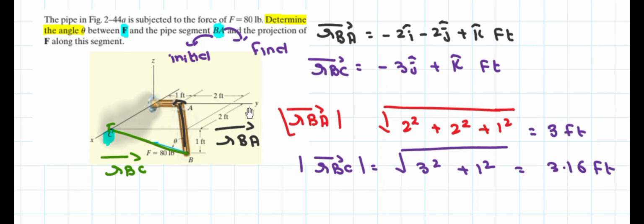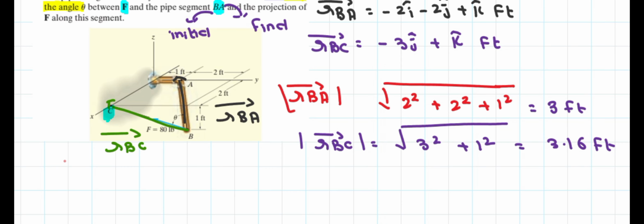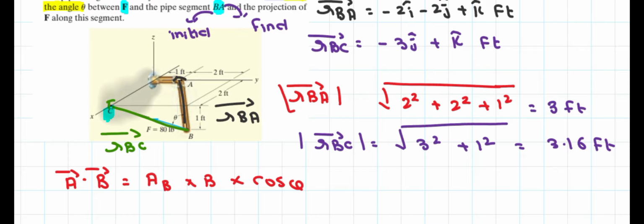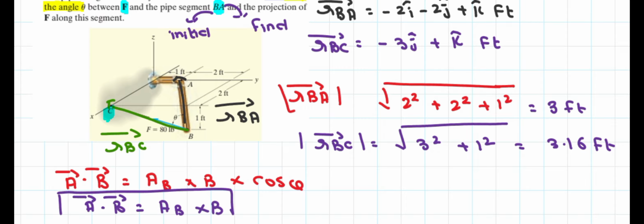So the formula for finding the projection can be written as A dot B equals A times B times cos theta. And theta is basically the angle between the A vector and the B vector. Both vectors lie in the same direction, so theta equals 0 degrees, and cos 0 equals 1. So A dot B equals A times B. This is basically the formula for finding the projection of vector A onto the direction of vector B.